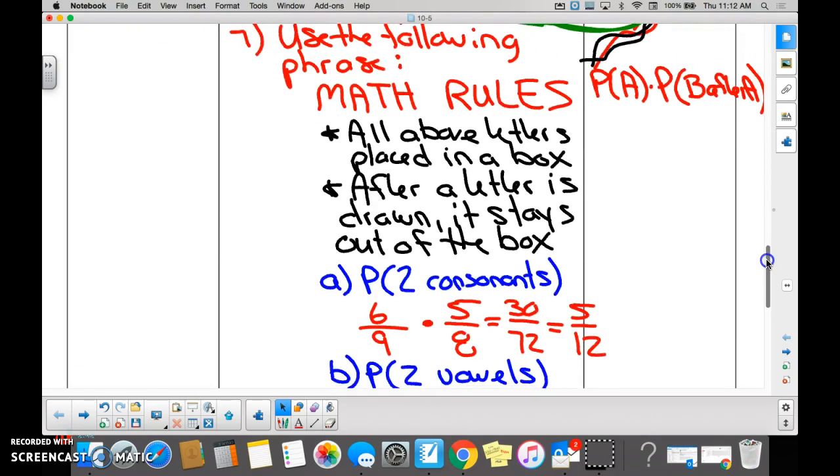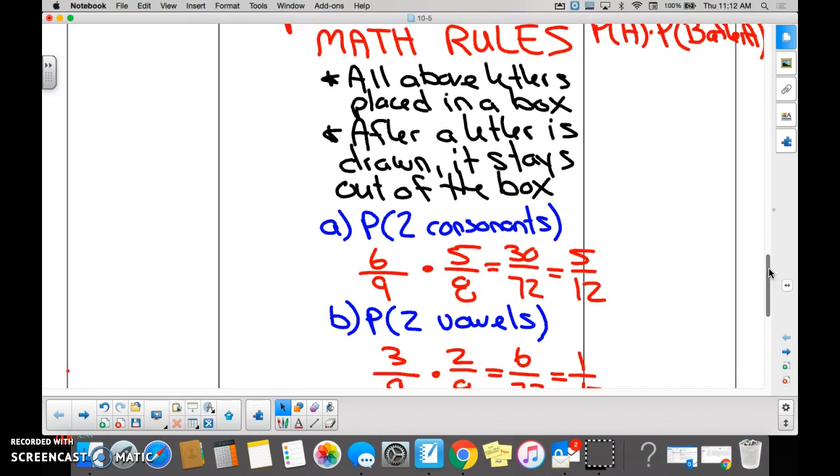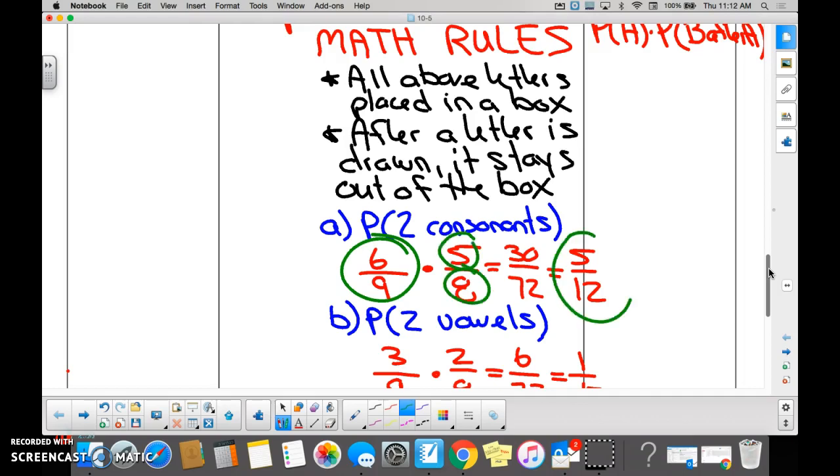We gave you the phrase math rules, you cut the letters up, threw them in a box, and we asked you what's the probability of drawing two consonants. You guys said, well, if you draw a consonant, there's 6 of them, there's 9 letters. But we're not replacing, are we? No. So now we're down one consonant, we're down one letter, we multiply them together, super duper, right?